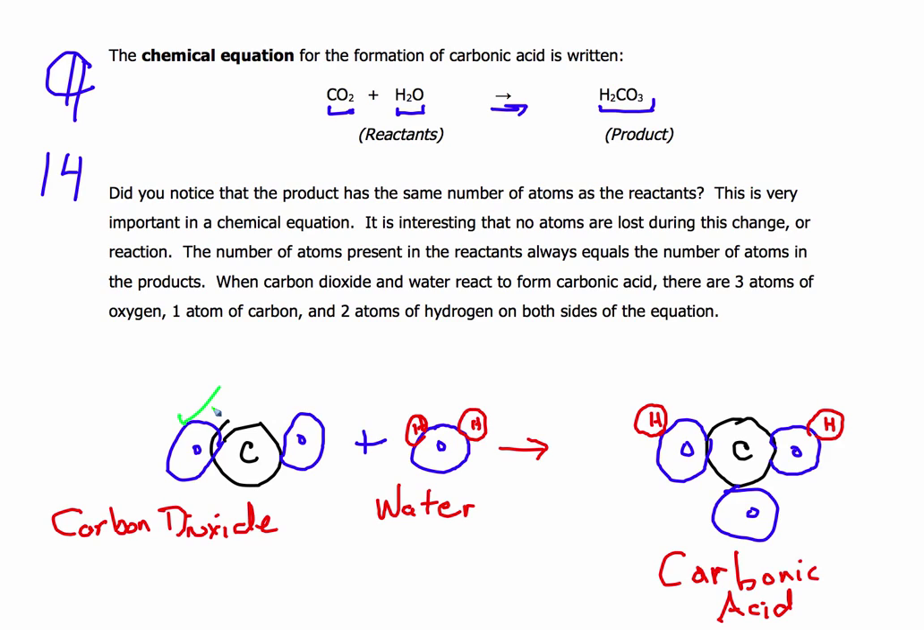So we have 1, 2, 3 oxygen atoms on this side of the equation. And here's 1, 2, 3 oxygen atoms here. We have 1 carbon atom on the left side of the equation, and we have 1 carbon atom on the right side of the equation. And we have 2 hydrogen atoms on the left side, and we have 2 hydrogen atoms on the right side. And so we have a balanced chemical equation showing carbon dioxide being combined with water and yielding on the other side of the equation, producing the product carbonic acid, and this is a molecule of carbonic acid.